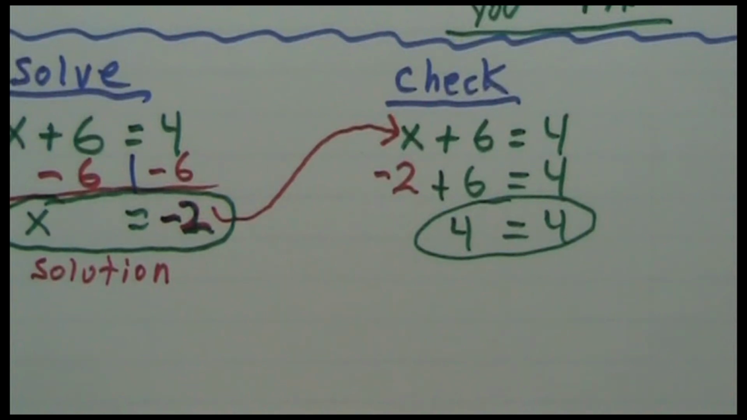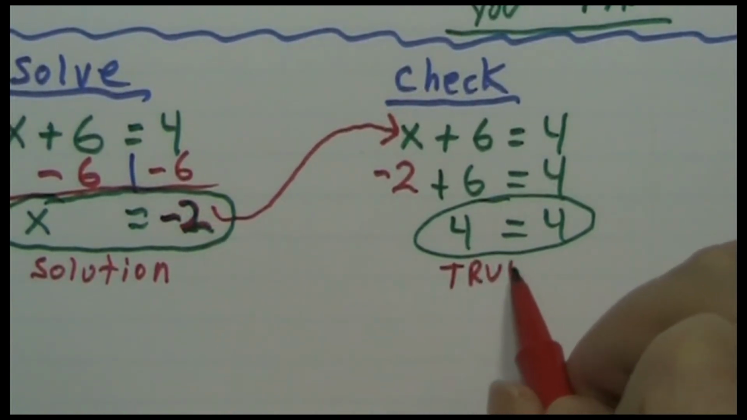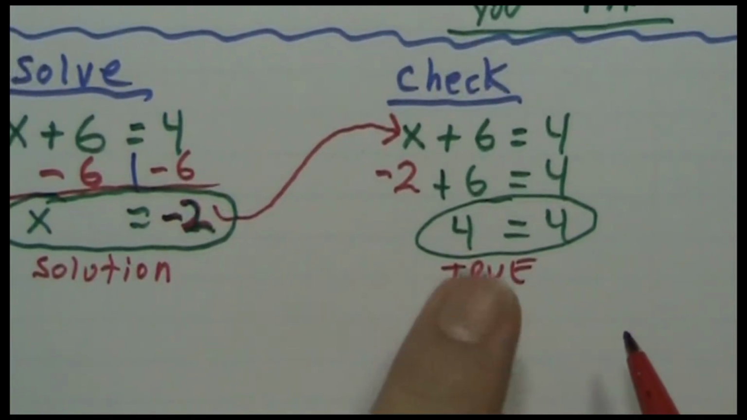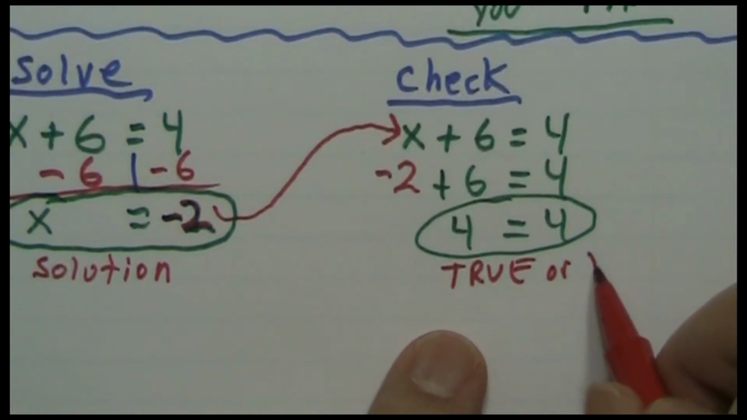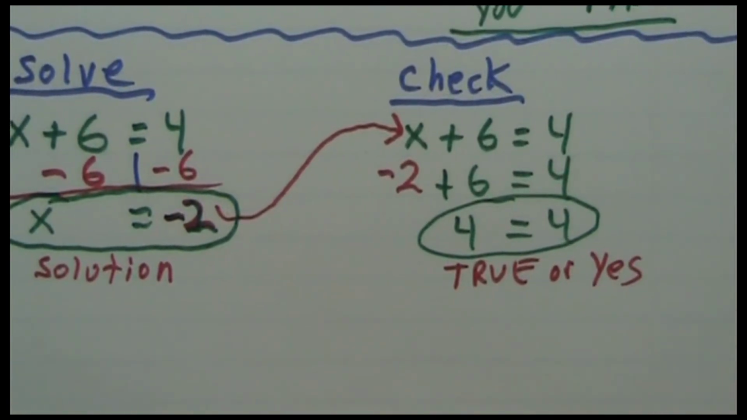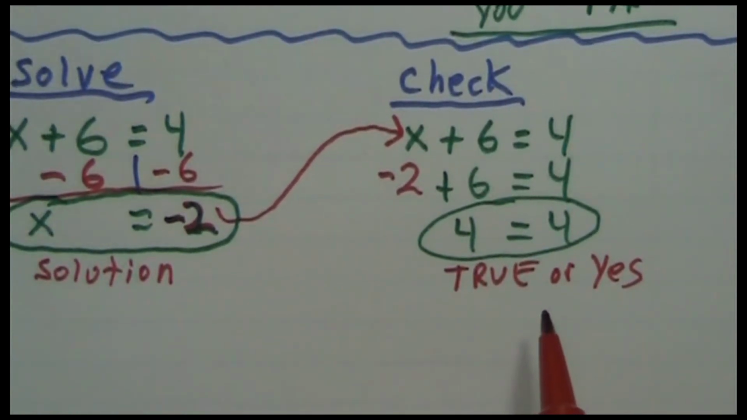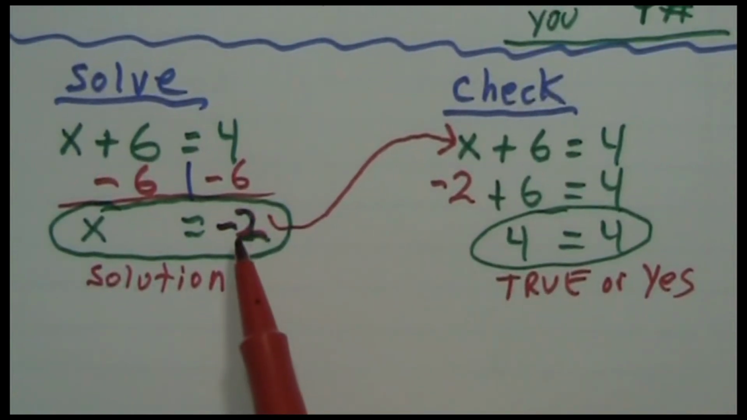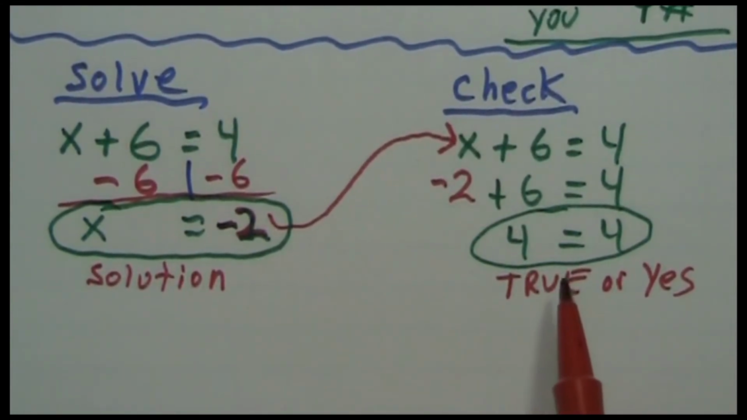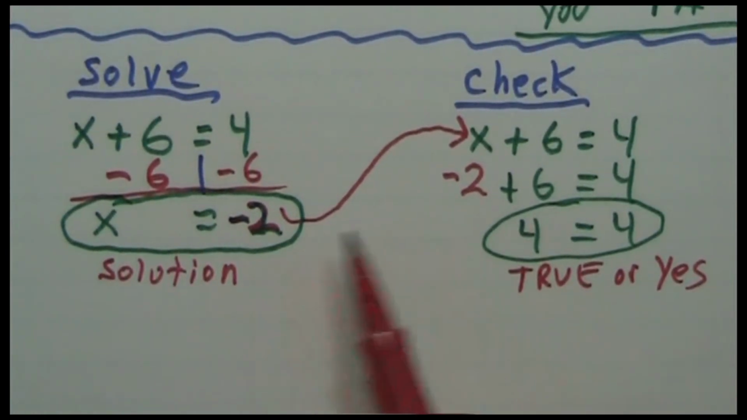So what does that tell us? That tells us we are correct. Sometimes they use the word true, that the solution is true. Or you could say, yes, our answer is correct. If the left side equals the right side, we are correct. All right, so the answer was negative 2. We plug it in to see if it works. Now, we'll just do this one more time, and then after that, we'll just do it mentally. We won't have to write all this stuff. This is a lot of writing.